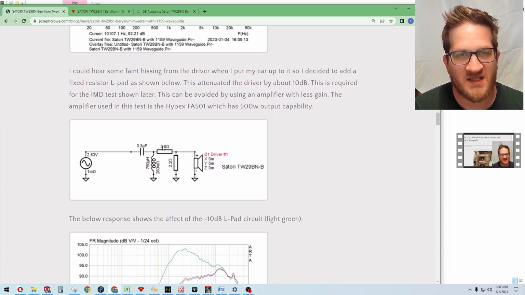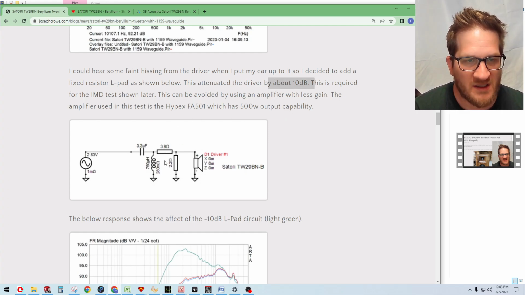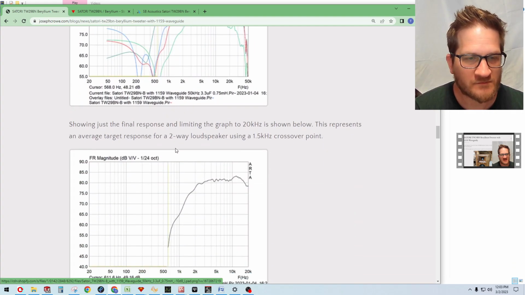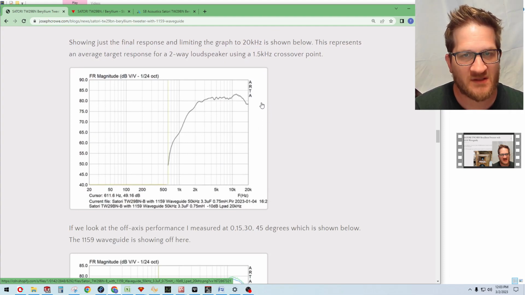So matching the sensitivity to the other drivers in the system, adding a 10 dB fixed resistor L pad here is going to bring it down to what you see here with the green. So what we have is the response shown. And so for the further testing with distortion, we're going to test it with this in place, just so that it's a more real life example in an applicable speaker.